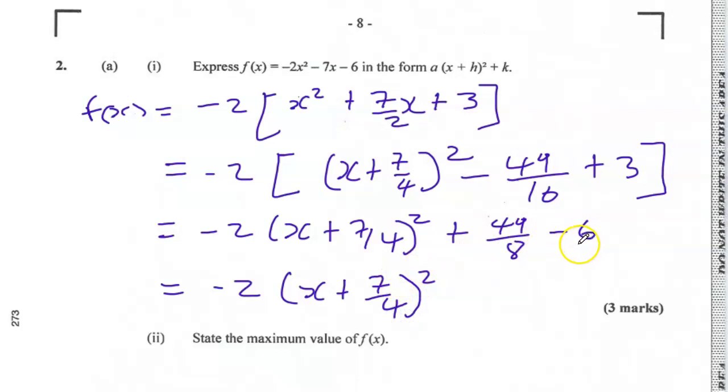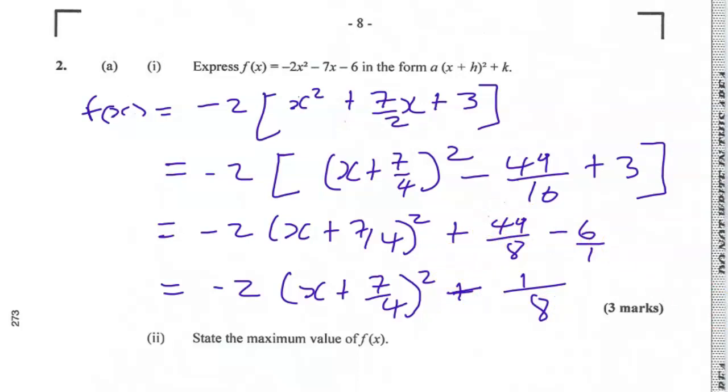8 times 6 is 48, so it will be 1 over 8. 49 over 8 take away 6 would give us 1 over 8.